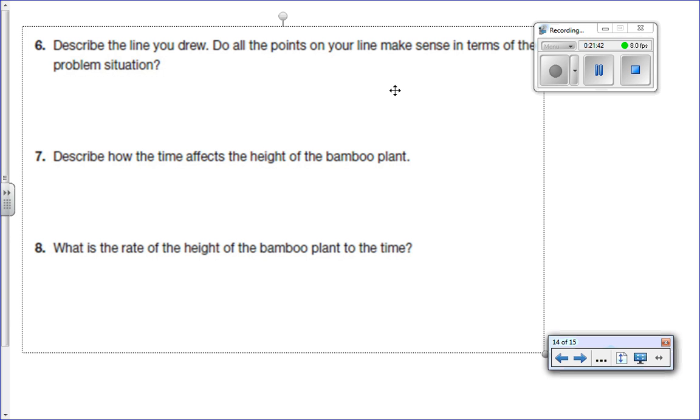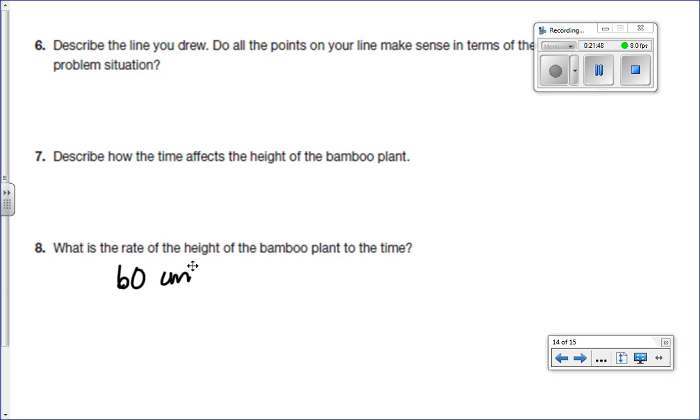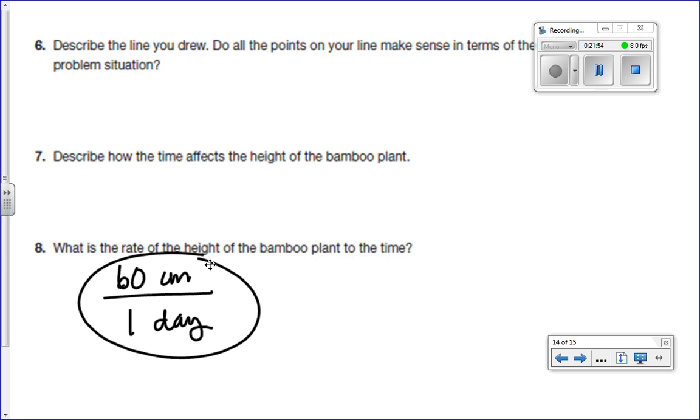Number 8, what is the rate of the height of bamboo plant to the time? And you should know that we've been writing out our rate, so 60 centimeters to 1 day. Now this one actually, it makes sense to write a ratio because this is the rate that continues. It doesn't change every single time. So that's what we call the constant of proportionality.